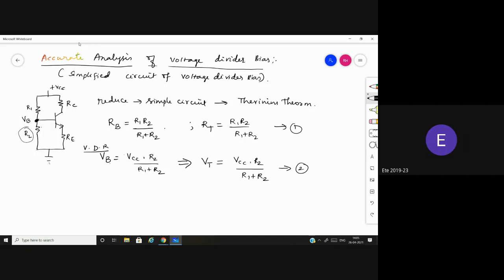From these two equations, we came to know the effective voltage across this point and the effective resistance across this point. When you know the effective voltage and effective resistance, this entire voltage divider circuit can be made still simpler. So we are going to convert this like this. The outermost circuit remains as it is.